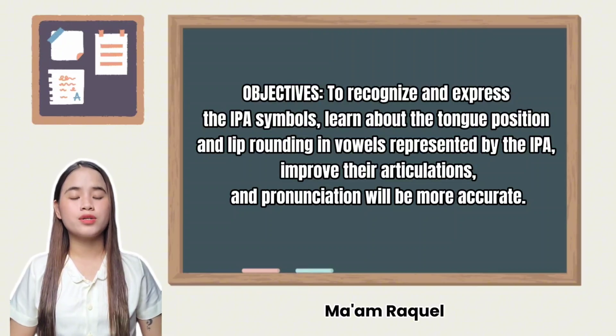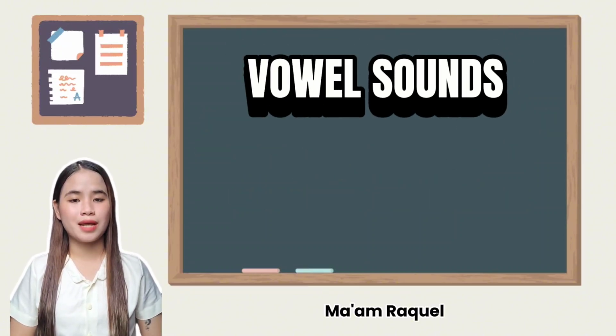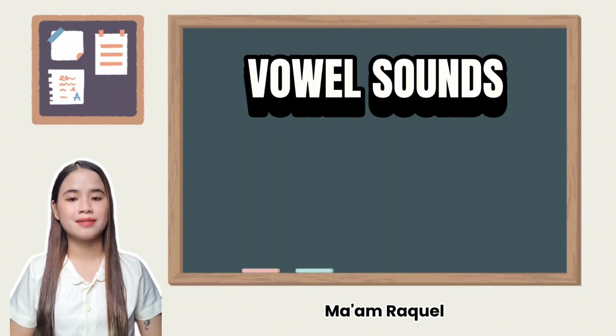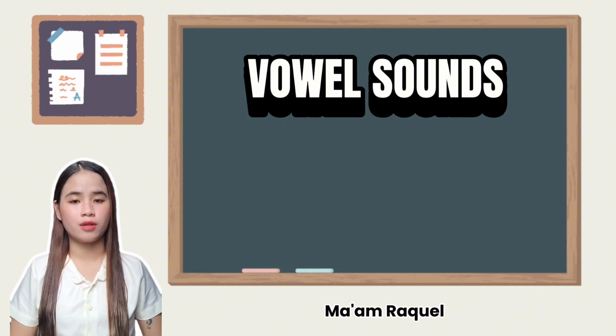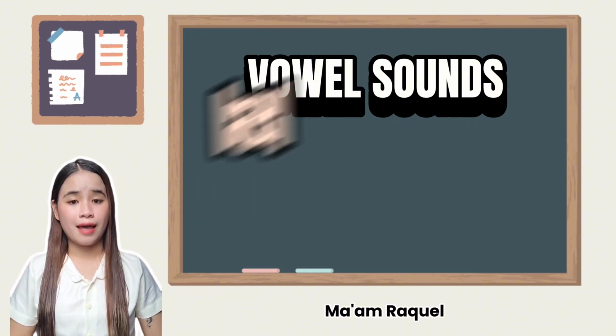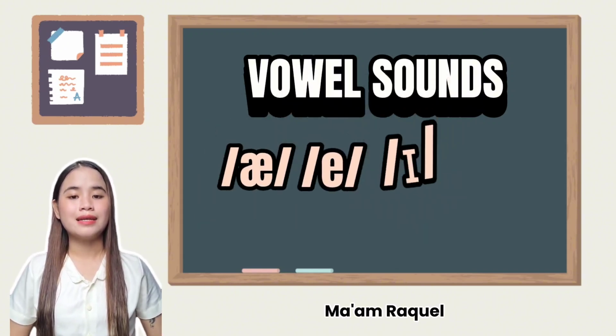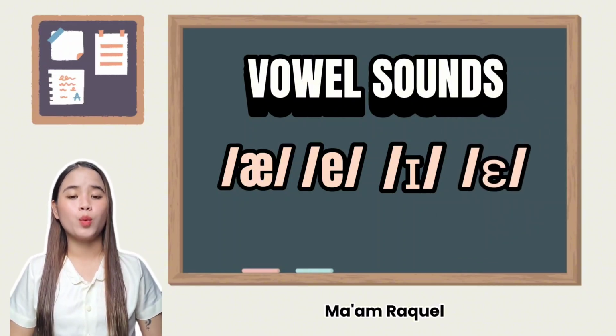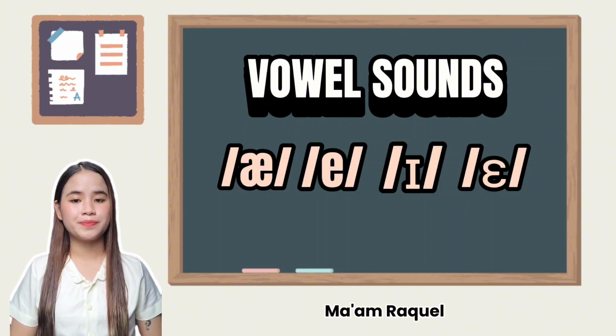Today, we will focus on the 4 very common vowel sounds that will improve your listening and speaking skills, but it is somehow kind of hard to achieve to articulate. The æ, ɛ, eɪ, and ɪ. Are you familiar with these symbols? If not, I will teach you how to use and pronounce it.